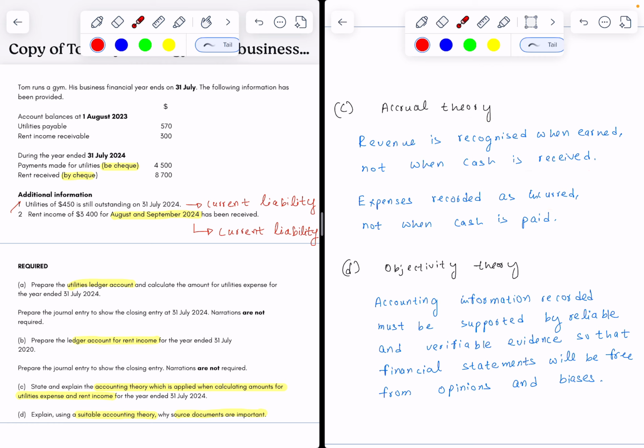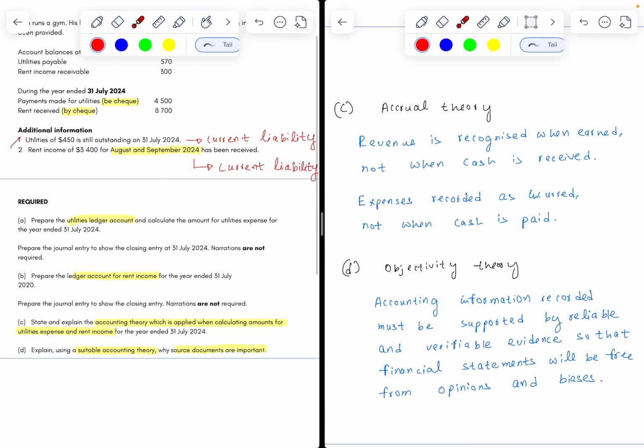And then you've got revenue, which you recognize when you have earned it, not necessarily when cash is received. For example, we started the financial year with a current asset balance for rent income receivable of $300. This refers to revenue that you have earned in the previous financial year ending 31 July 2023, but you have not received the cash, right? But you're still recognizing it as revenue from the previous financial year. So these are two examples which you could use to justify this question further. And I believe you can do this easily.